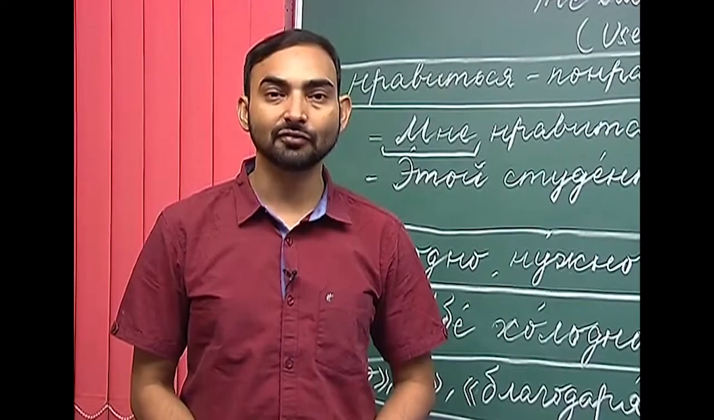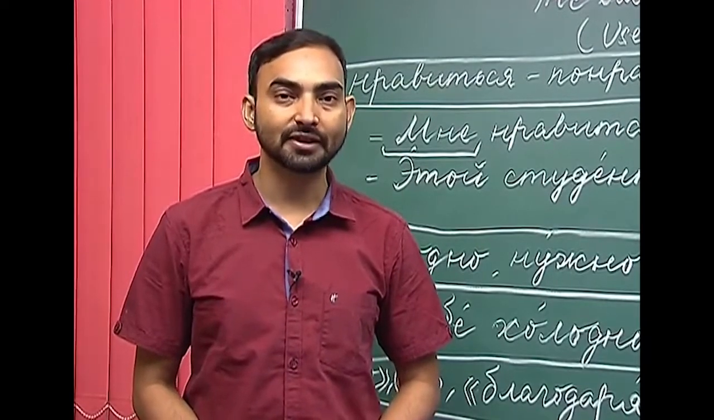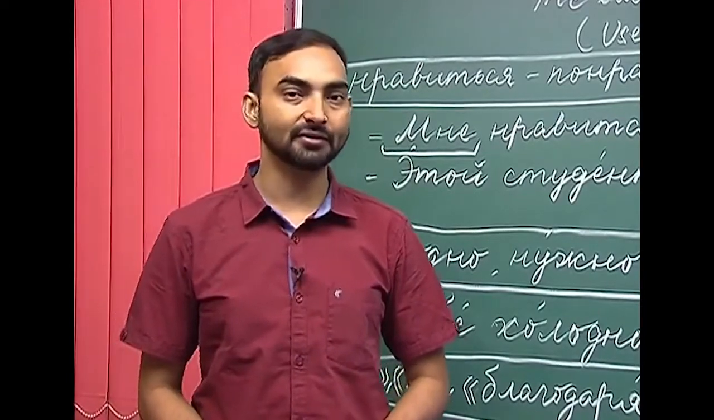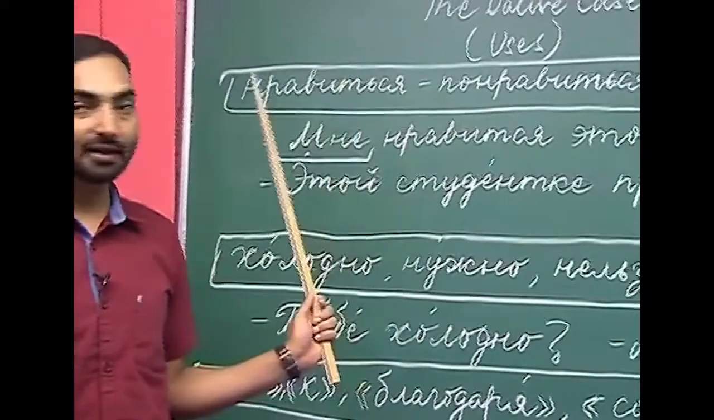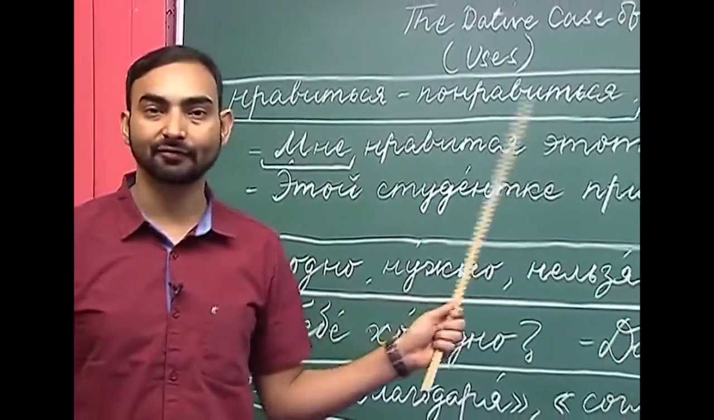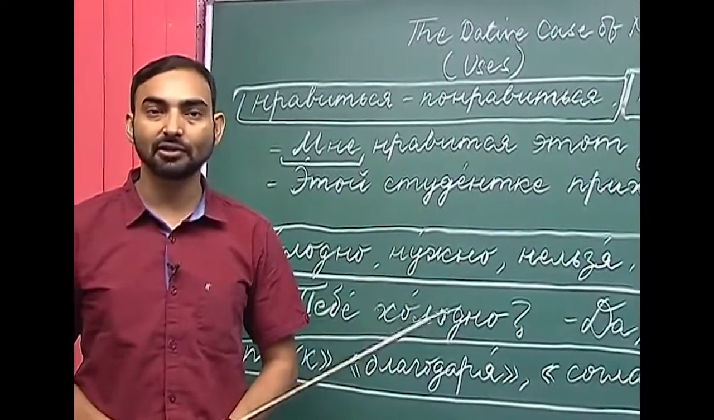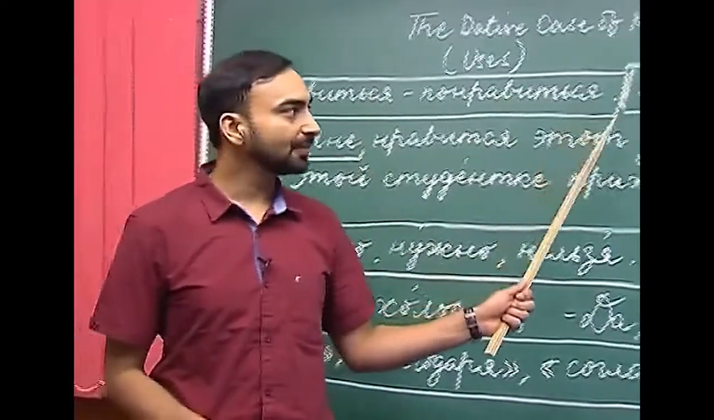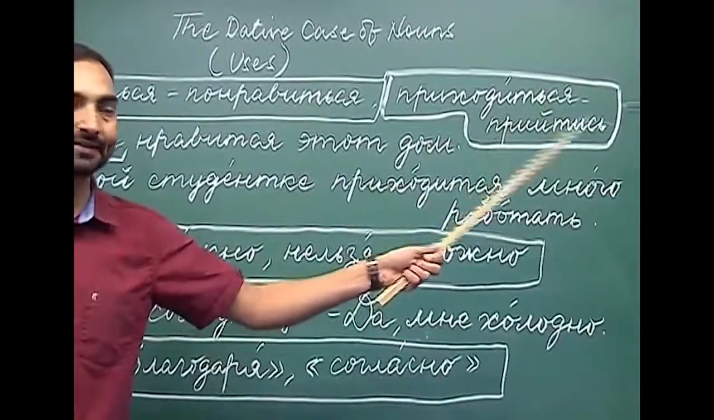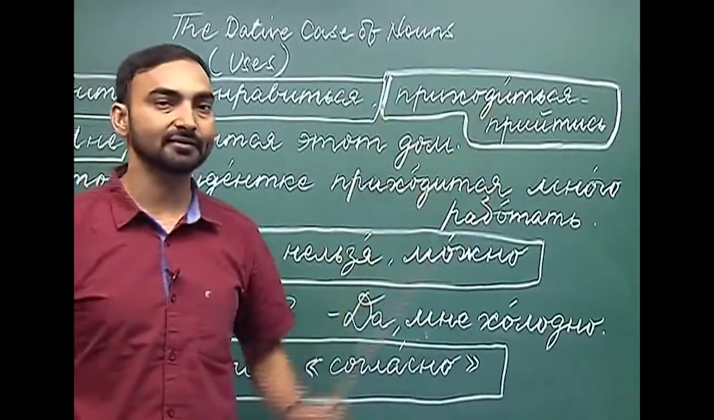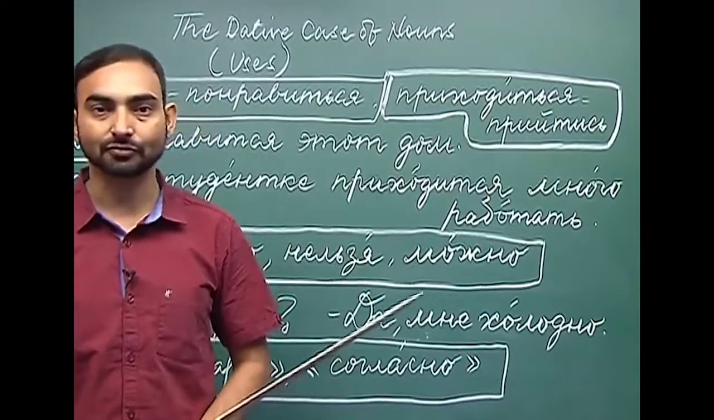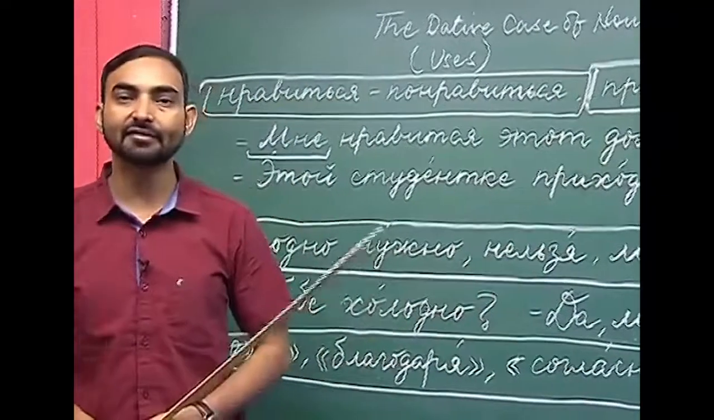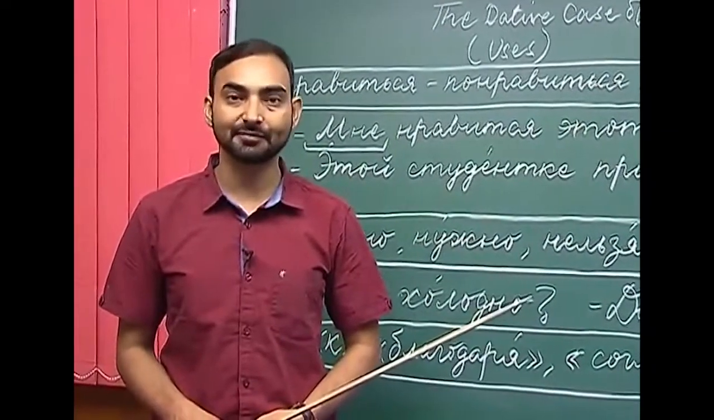The dative case of nouns is also used to denote the logical subjects of some verbs. For example, we have done this verb before, nravitsa, pandravitsa, which is the synonym of the verb lubit. Lubit is to like. So, nravitsa, pandravitsa, prikhajitsa and prichis. Prikhajitsa, prichis, it means one has to. So, these are few verbs which take the dative case of nouns as their logical subject.